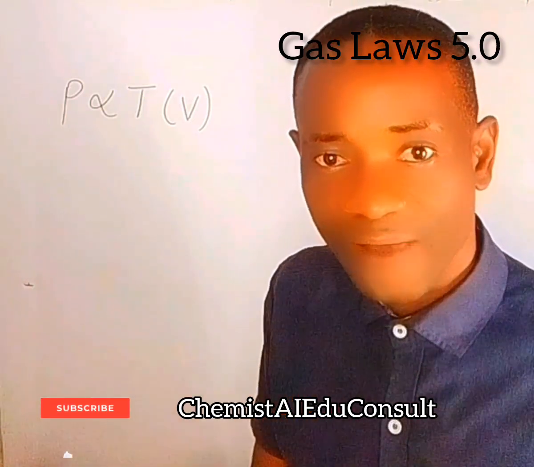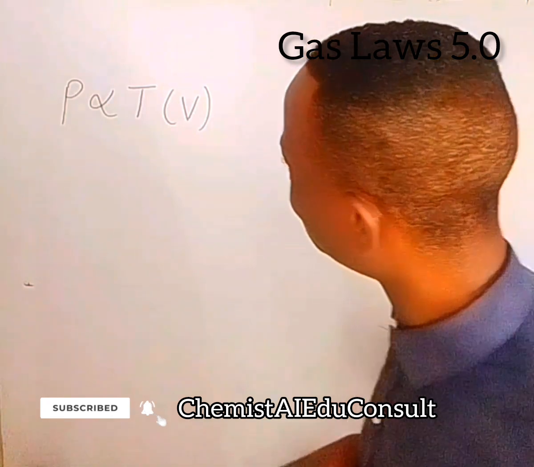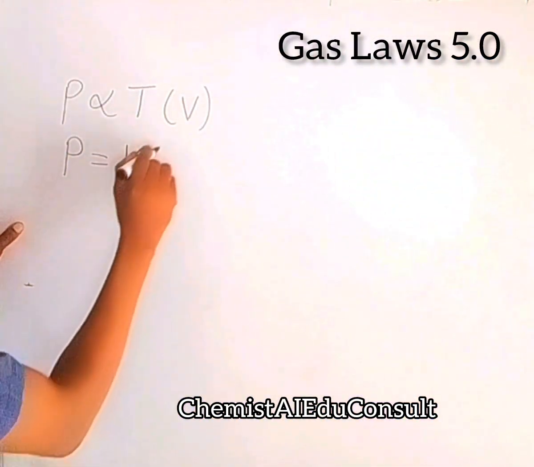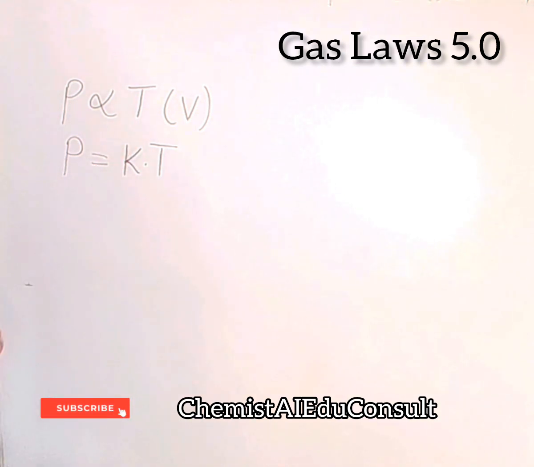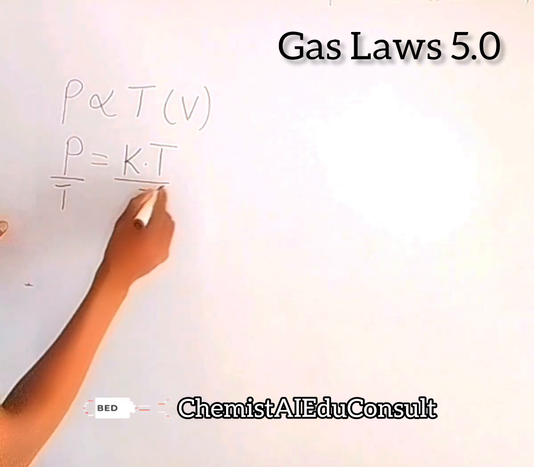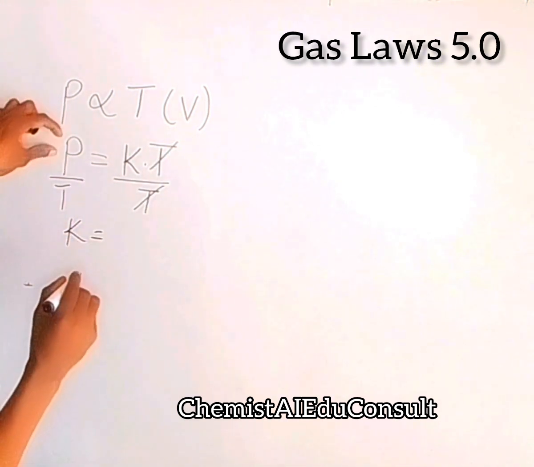And to further derive Gay-Lussac's law, we have to remove this variation sign and introduce an equality sign. P equals constant times temperature. And then we make this constant the subject of the formula by dividing both sides by T. And of course, the constant will give us P over T.